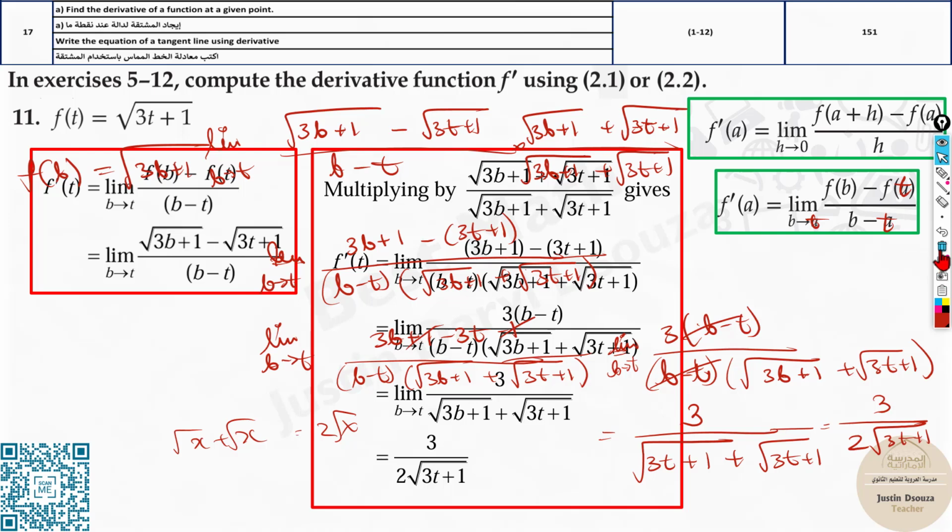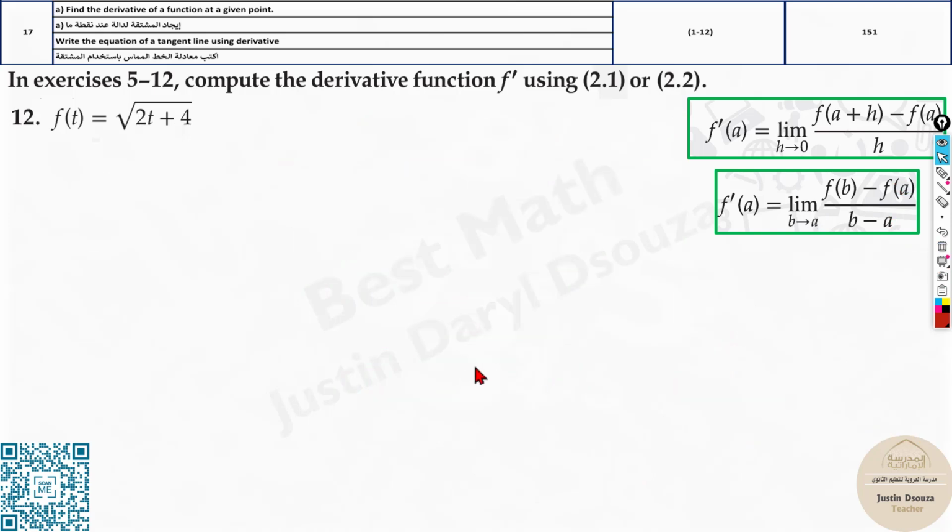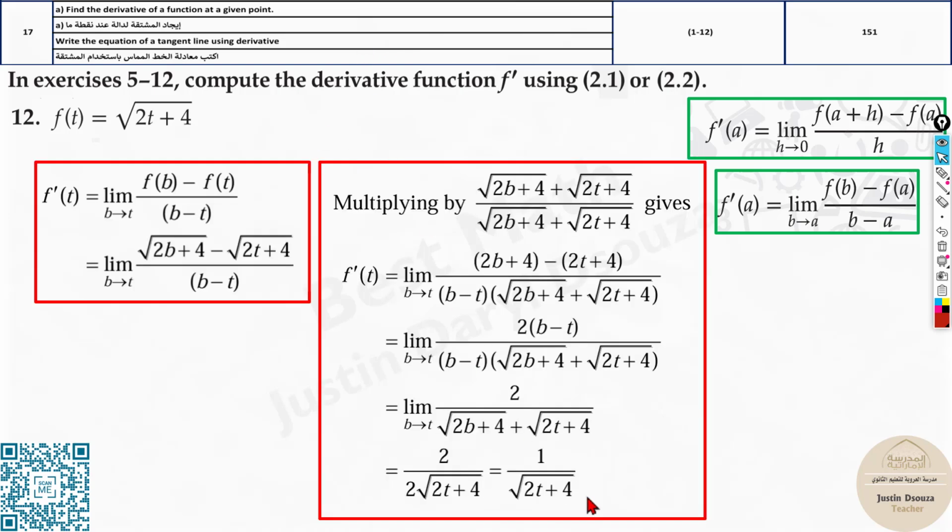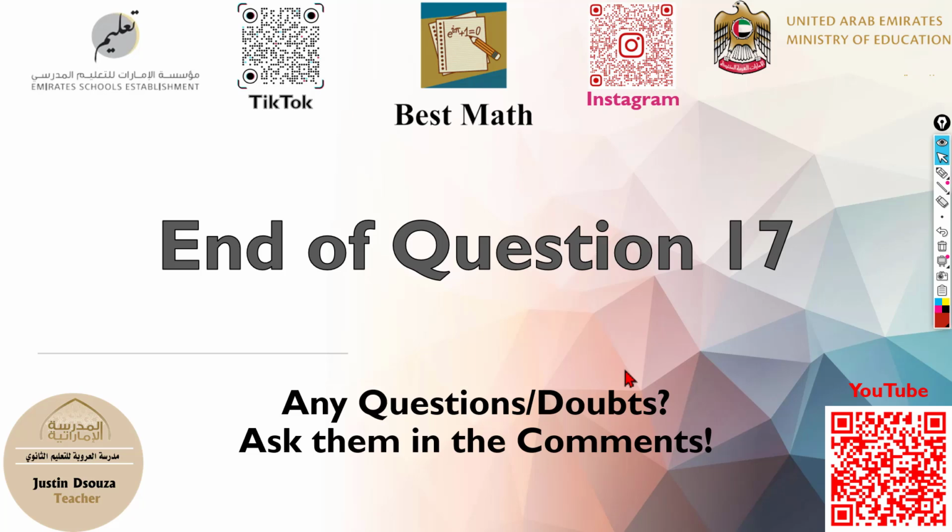There we go. So that's the final answer, and this one is just like the previous one, so I would expect you to solve it by yourselves and then check the answer. Here also we have the same method, everything is the same. We'll get 2 divided by 2 root of 2t plus 4, but the 2 and 2 can cancel off, and you can write 1 divided by square root of 2t plus 4. And finally, that is the end of topic 17.